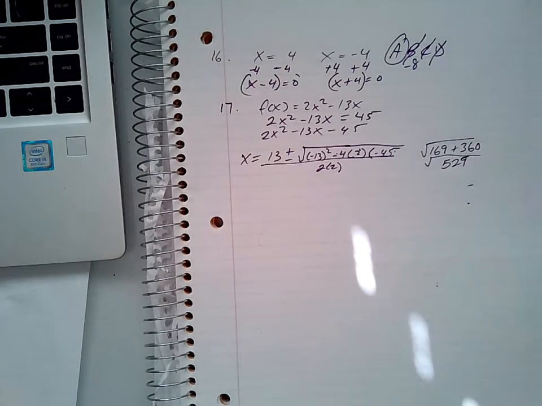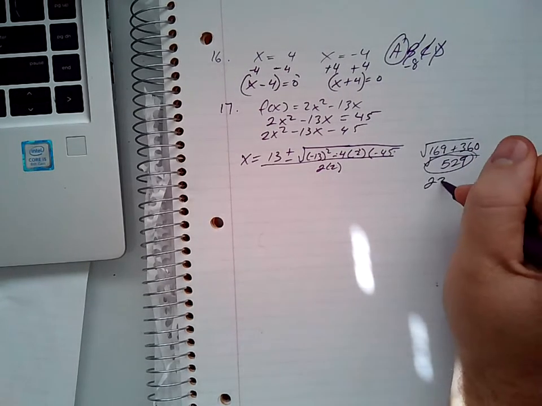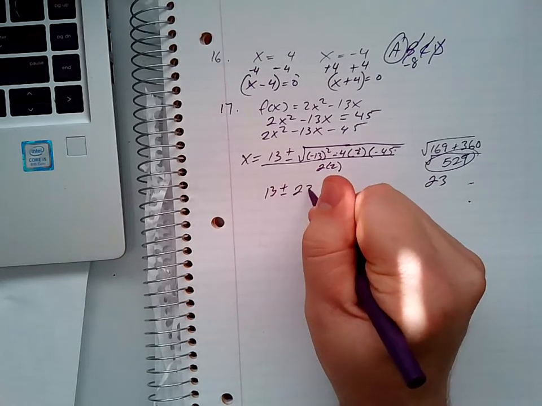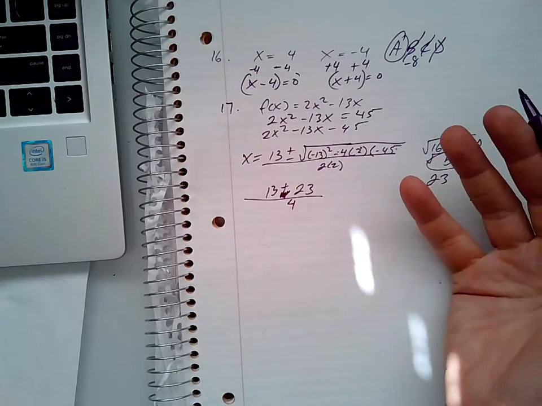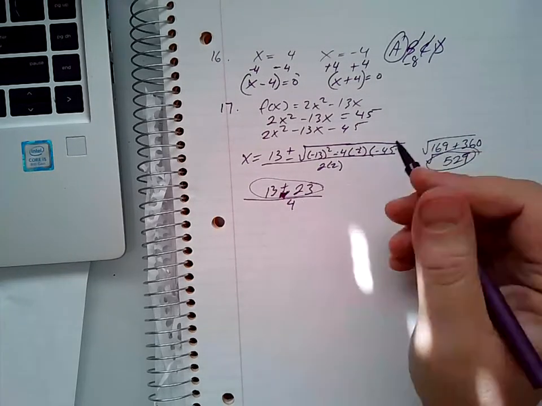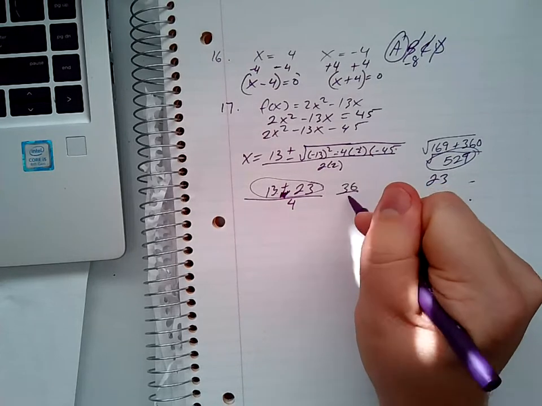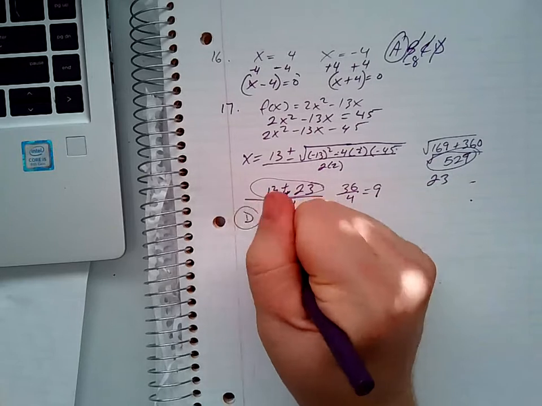Let's see if that's a perfect square. The square root of 529, it sure is. It's 23. So I have 13 plus and minus 23 over 4. I know I can get rid of the minus because I'm talking about a length. I can only go in positive directions. So I'm going to add these two together and divide by 4. 36 divided by 4 is going to give me 9. So I know that my answer is D, 9.